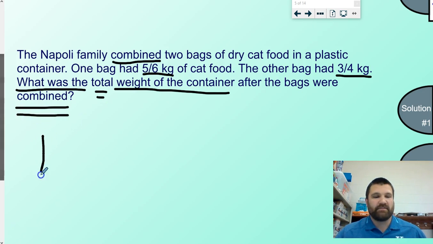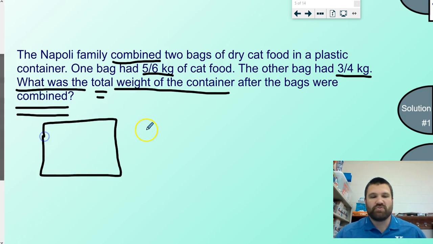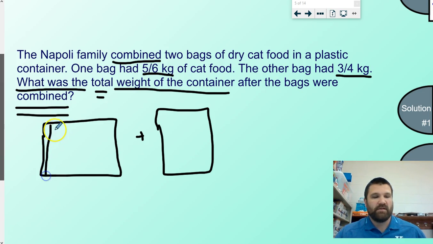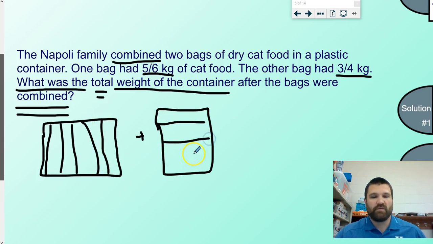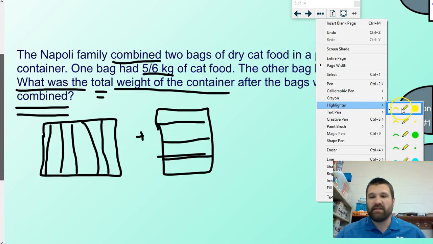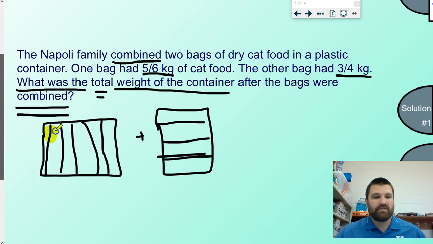So again, we're adding. I feel like I have to draw my picture. I'm going to do this one for my 6: 1, 2, 3, 4, 5. Remember, it doesn't have to be pretty. 1, 2, 3. Perfect. I'm going to get my highlighter because I love using that. This was 5/6. And then this one was 3/4. Okay, and then we go back to our pen.